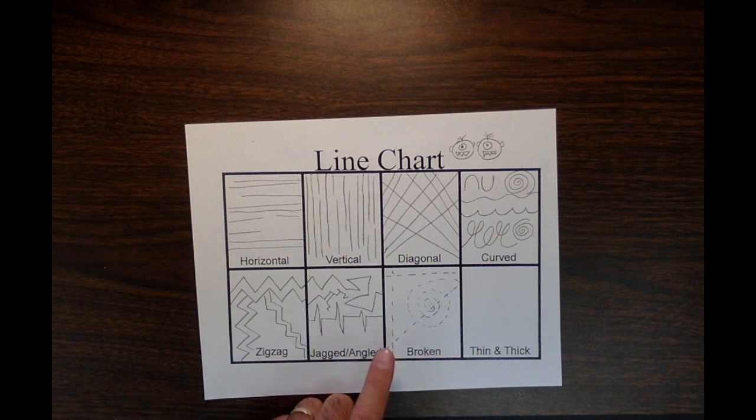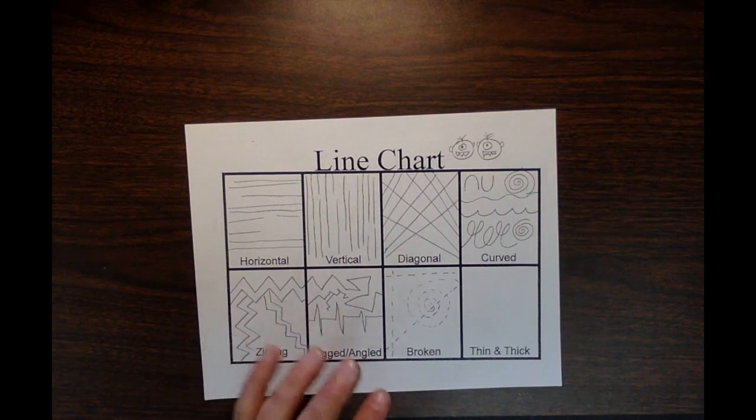Dotted lines and broken lines actually show you a path. It shows you a direction where to go. It leads us, but it's not a continuous mark. So that's the only difference between broken and some of the others.